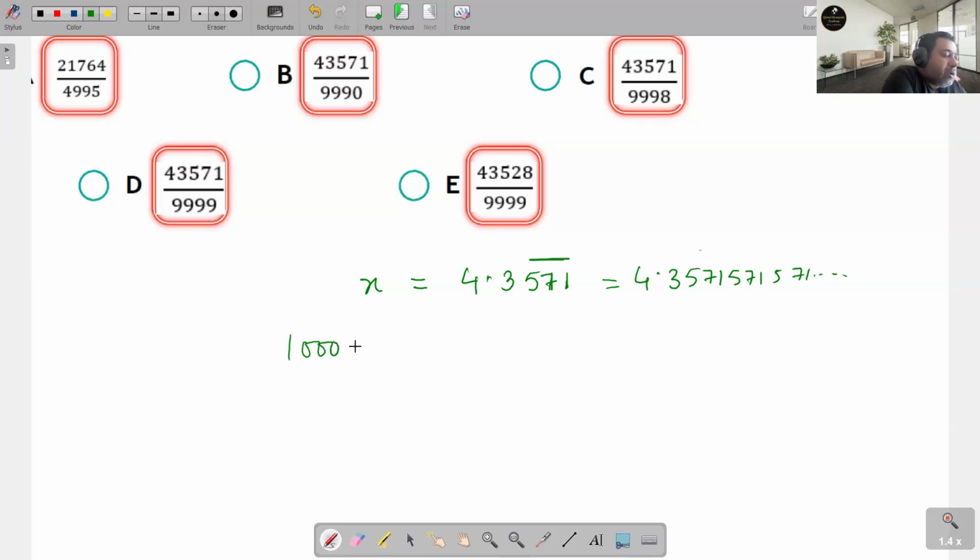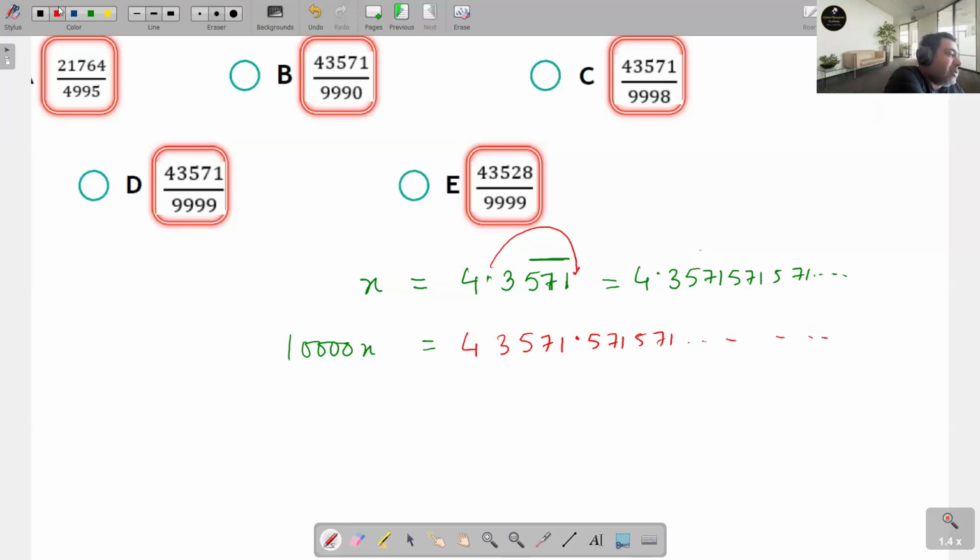So 10,000x will become, the decimal will move from here till the end here. So we're moving the decimal to the end of the recurring part. And that is the reason why we are multiplying by 10,000, because how many digits are there between the decimal and the end of the recurring part? There are 4 digits. So that's why we are multiplying it with 10 raised to the power 4, to move the decimal over there. So this one will give us 43571.571 and so on.